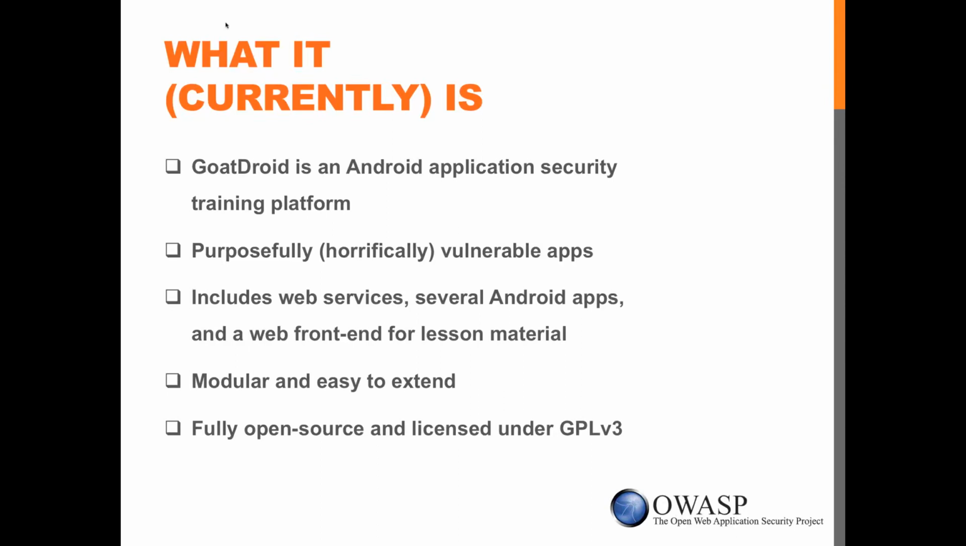Certainly wouldn't advise running GoatDroid on any production systems. It's intentionally vulnerable everywhere. We made absolutely no attempt to make it secure, so friendly disclaimer, you probably shouldn't run this on a web-facing box. Everything within GoatDroid is open source. It's all licensed under GPL v3. So you're free to use it, extend it as you want, as long as you give the code back to the community.